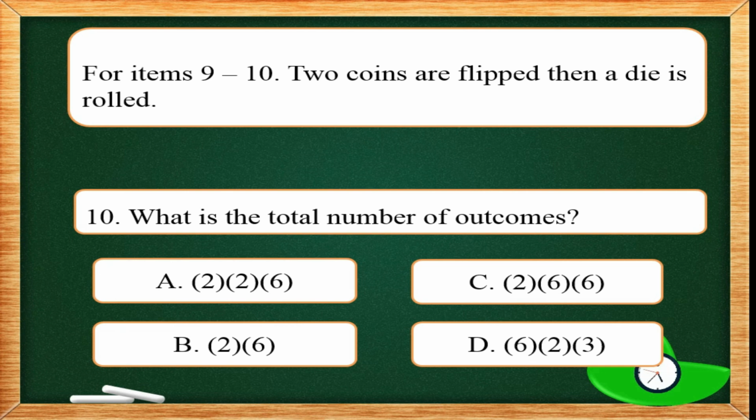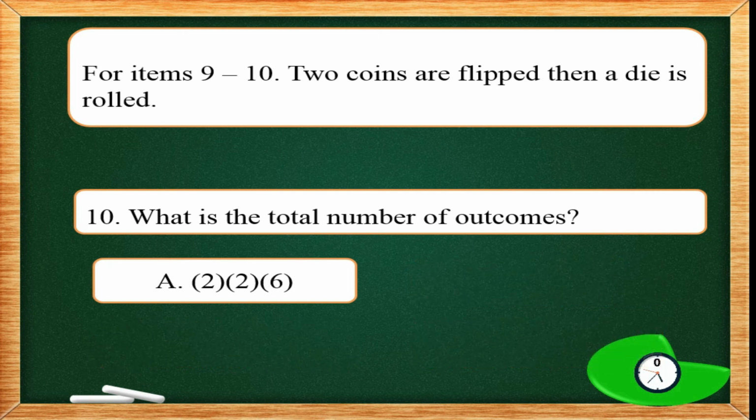You're correct if your answer is A. That's 2 outcomes for the first coin, another 2 outcomes for the second coin, and 6 possible outcomes for the die. So congratulations for doing good.